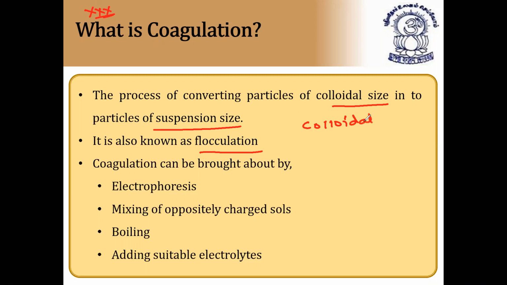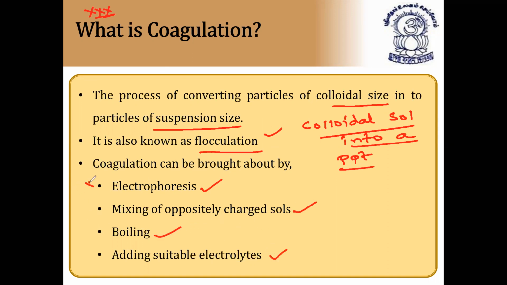In simple words, we can convert the colloidal solution into a suspension, that is, into a precipitate. The process of converting a colloidal solution into a precipitate is called coagulation or flocculation. Coagulation or flocculation can be brought about by electrophoresis, mixing of oppositely charged salts, boiling, and adding suitable electrolytes.